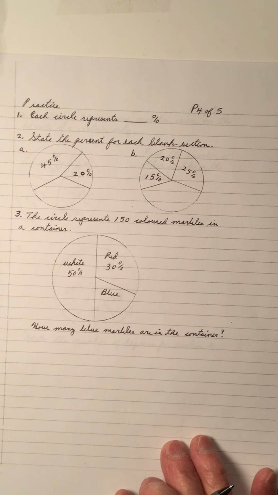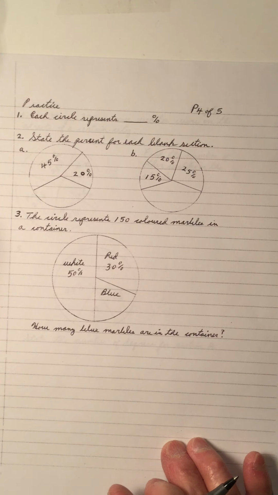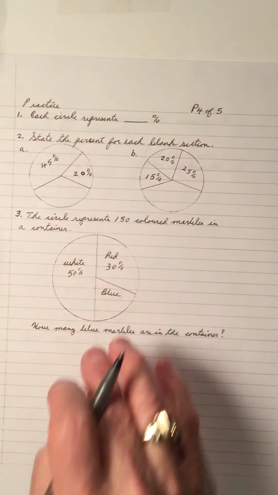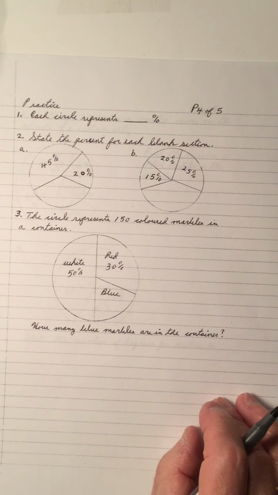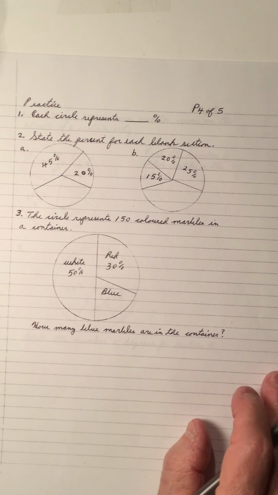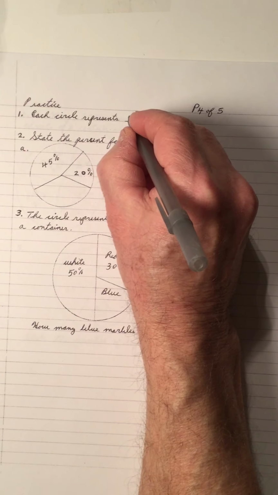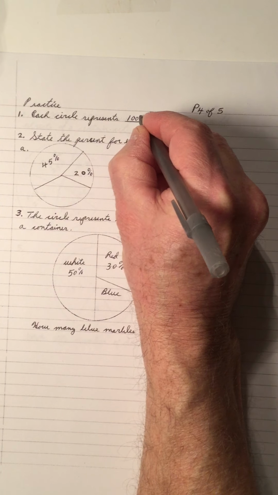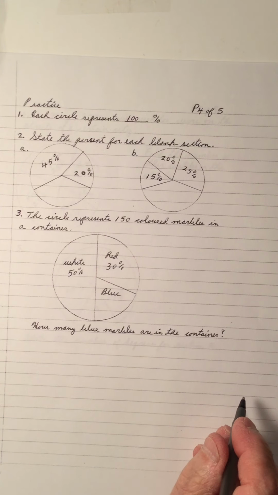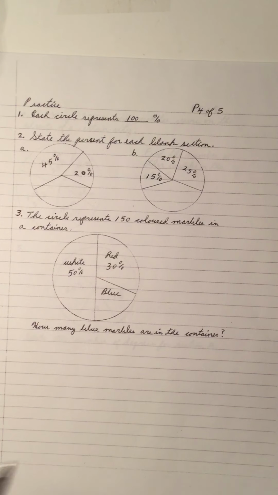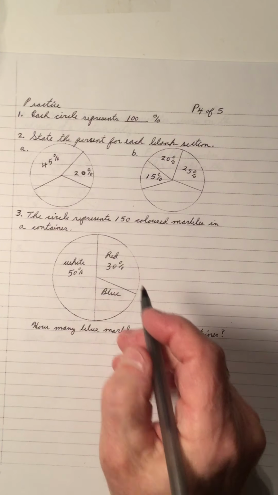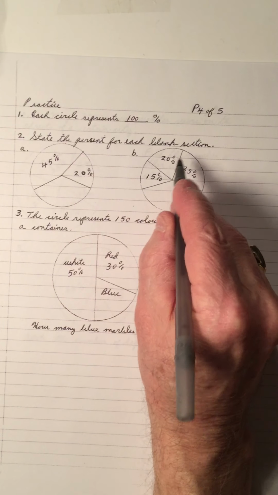Now we have a practice, and practice means you can go ahead, work these out, and play back to see if you have it right. Here we go. Each circle represents 100%. We're not talking about the degrees of rotation around the circle, just that a circle represents 100%. State the percent for each blank section.